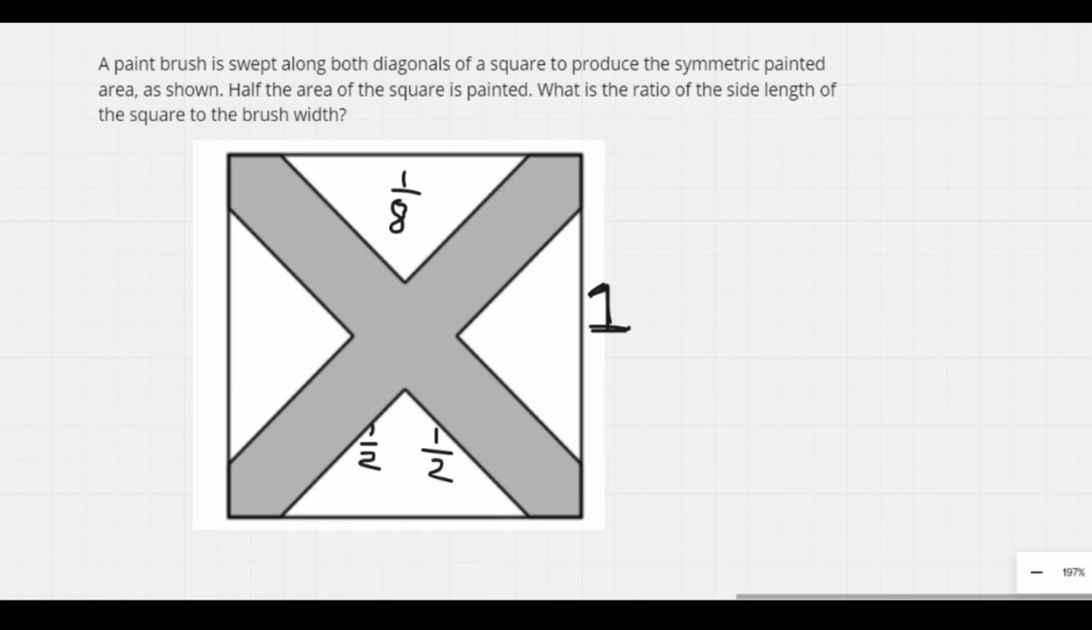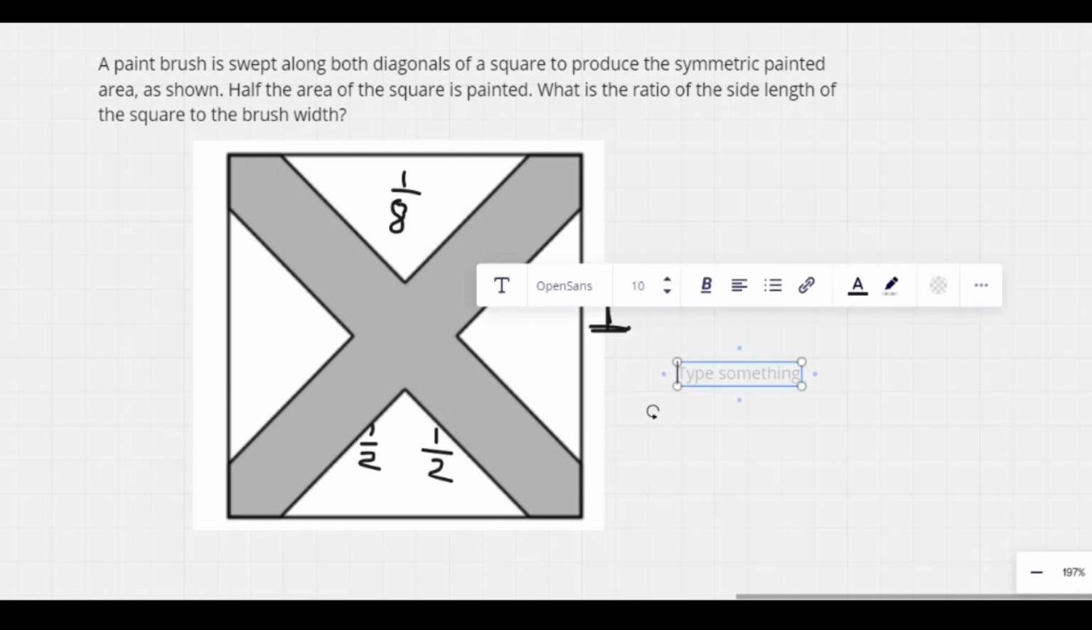So now we can use the Pythagorean theorem to find the hypotenuse. So a squared plus b squared equals c squared. So we just say 2 times 1 over 2 squared equals c squared. So 1 over 2 equals c squared. C equals square root of 2 over 2.